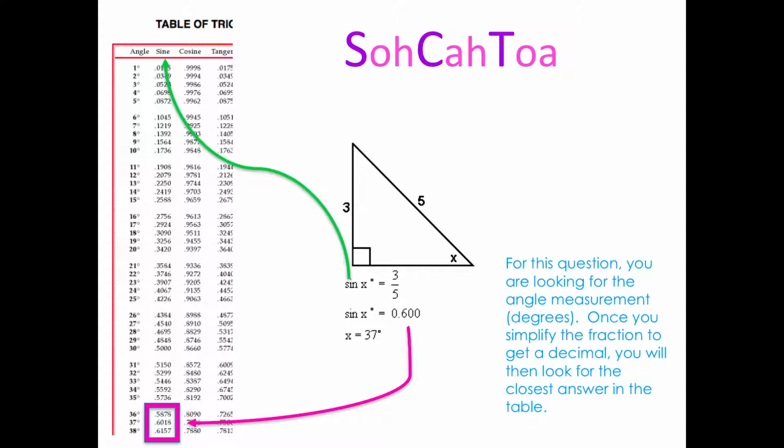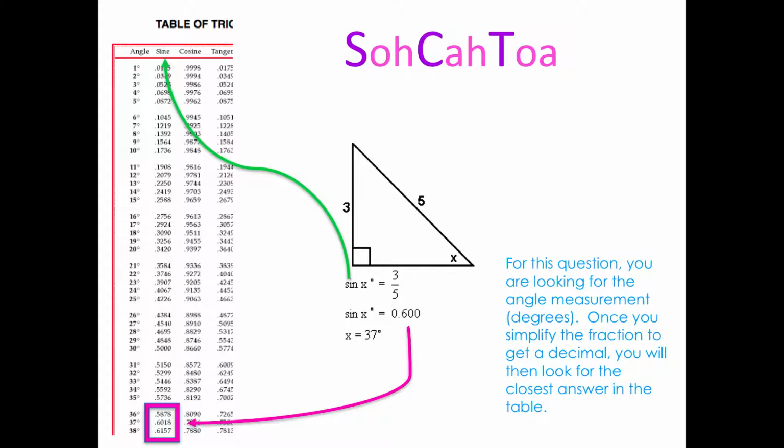Sine is opposite over hypotenuse. That means I'm going to put 3 over 5, and I'm looking for my angle measurement. So I'm going to put in my calculator 3 divided by 5, and I'm going to get 0.6. At this point, I still have to go back to my table. I'm going to look in my sine column for a number that's close to 0.6.